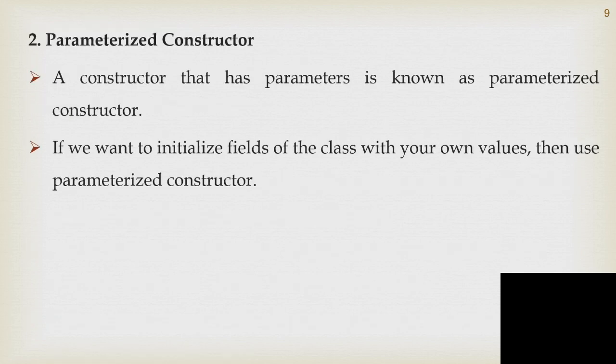A no-argument constructor means we are not going to use parameters inside the particular constructor. So if you just create an instance of a class, that constructor will automatically be called. A parameterized constructor is a constructor that has parameters. If we want to initialize the fields of the class with our own values, then we can go for the parameterized constructor.